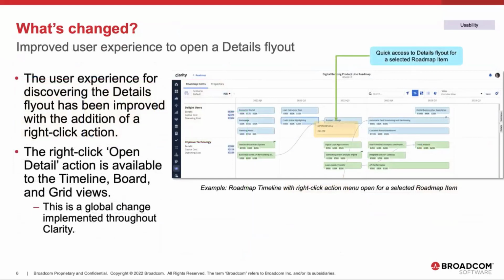Here's an example of the roadmap timeline view with a right-click action on a given roadmap item. Before, it only presented you with the delete action, but now you have the open details action, which will do just that. It'll open up the flyout. Now, this is just a roadmap item in the timeline view, but this change is global throughout any grid, any board, and any timeline that has a corresponding flyout associated with it. That right-click action will simplify how you get to some of the underlying details.